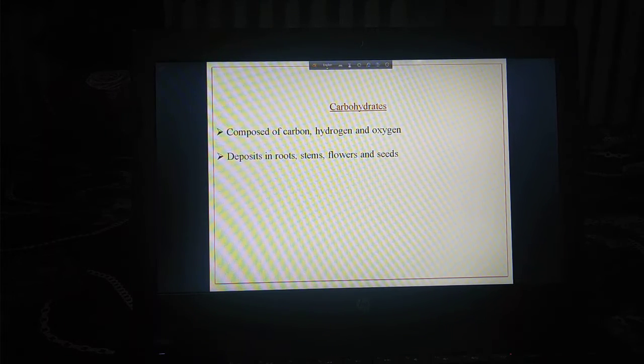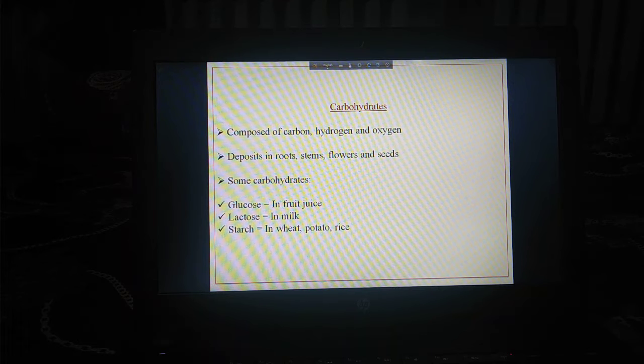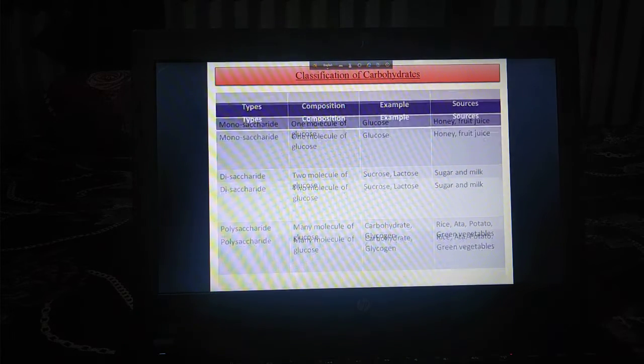Now carbohydrates. They are composed of carbon, hydrogen and oxygen. Carbohydrates are mainly deposited in roots, stems, flowers and seeds. Some important carbohydrates, for example glucose, are generally found in fruit juice, lactose is found in milk, and starch is found in wheat, potato, rice, etc.